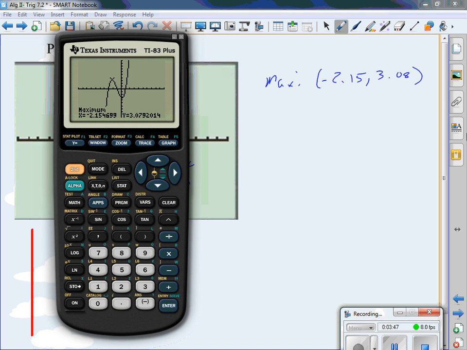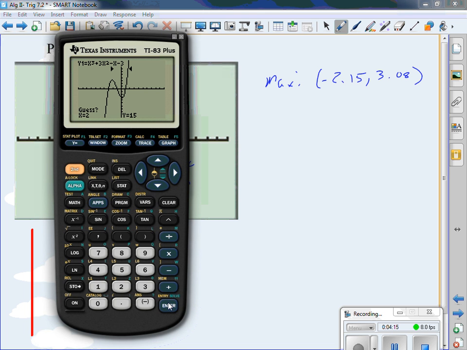All right, now finding the minimum value is just like finding the max. To find this point here, I hit second trace. But instead of the maximum, I want the minimum. So I press 3. Here's my minimum. Give me a point that looks to the left of it. -2. That's fine. Give me a number that's to the right of it. 2.